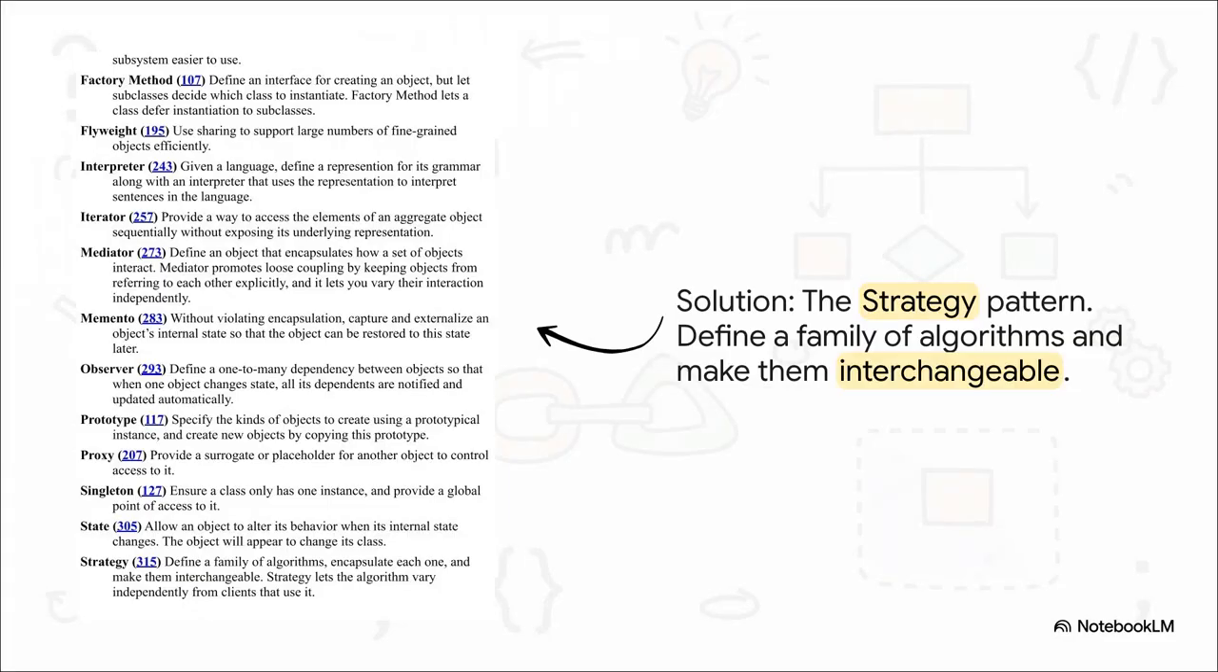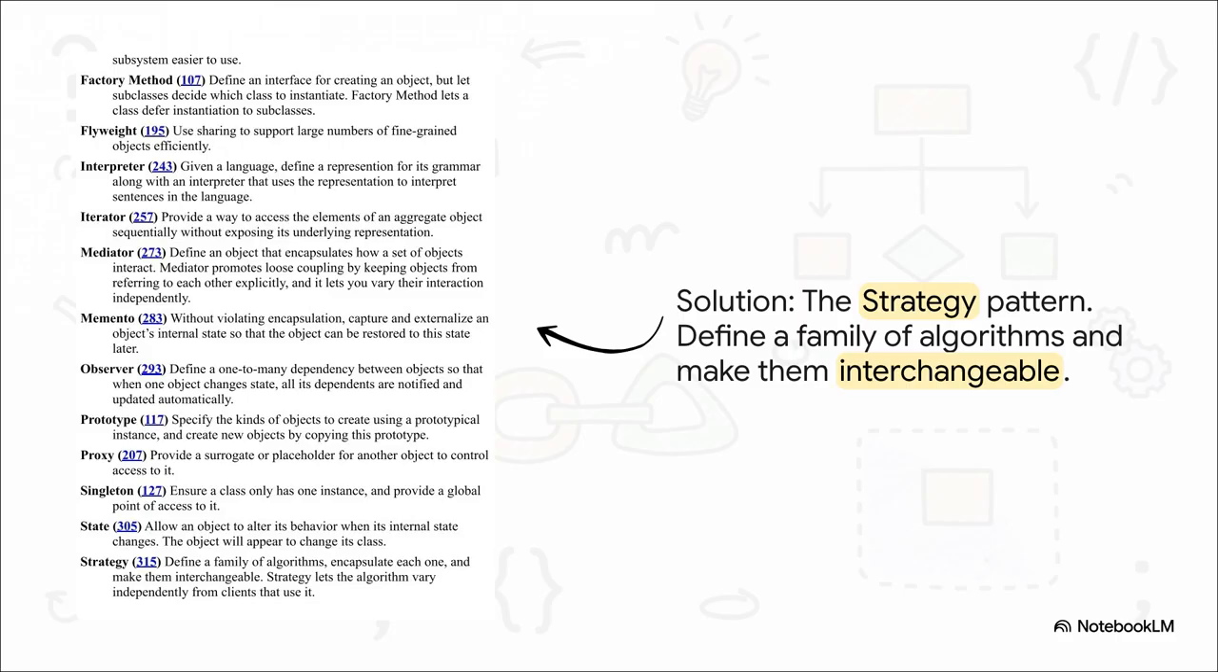So, with that problem crystal clear in our minds, we scan the intent sections of our patterns, and then we see it, the strategy pattern. Just listen to the language. It's an almost perfect mirror. Our problem is interchangeable algorithms. Its intent is to define a family of algorithms and make them interchangeable. That is the aha moment we're looking for.